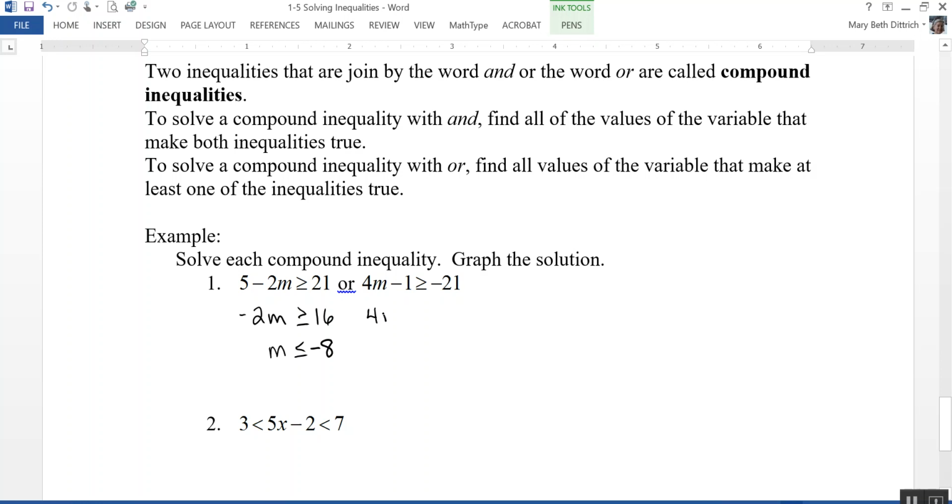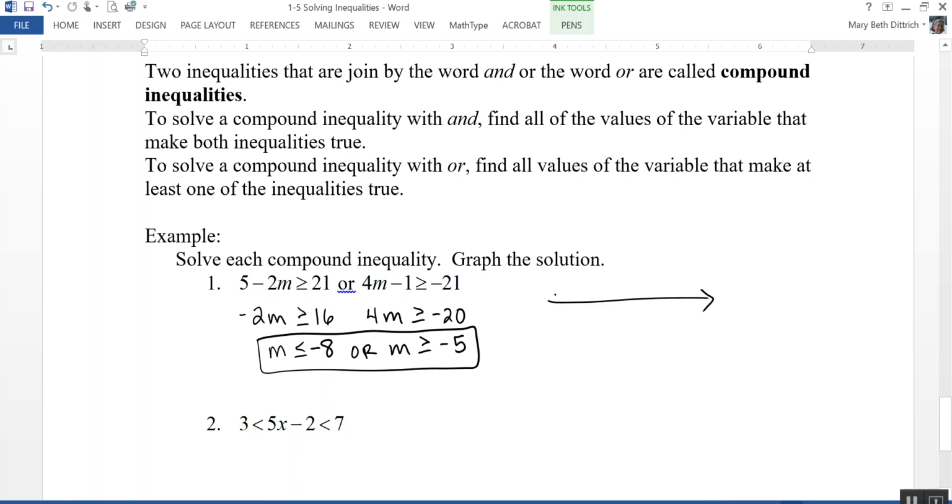Let's do this one. So I get 4m, adding 1 to both sides, is greater than or equal to negative 20. And dividing both sides by 4, m is greater than or equal to negative 5. I don't flip there because I did not divide by a negative number. I divided by a positive number. For your final answer, don't forget to put the word or in there. So this is my answer, and now I need to graph that. So I'll draw a number line, put those two values on there. So m is less than or equal to negative 8 looks like this, and m is greater than or equal to negative 5 looks like that.